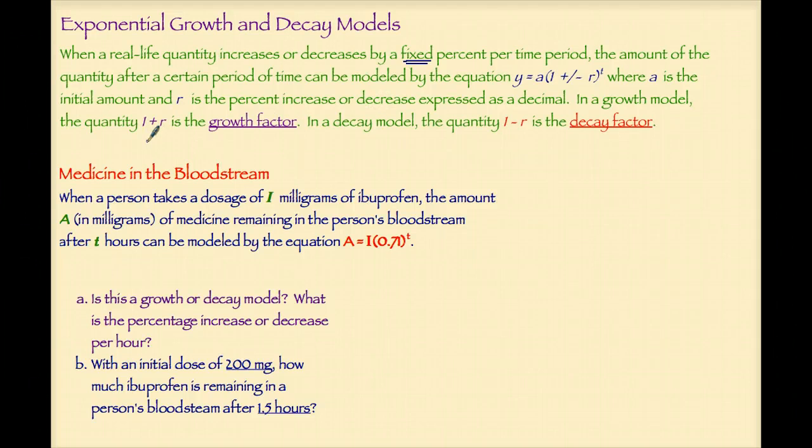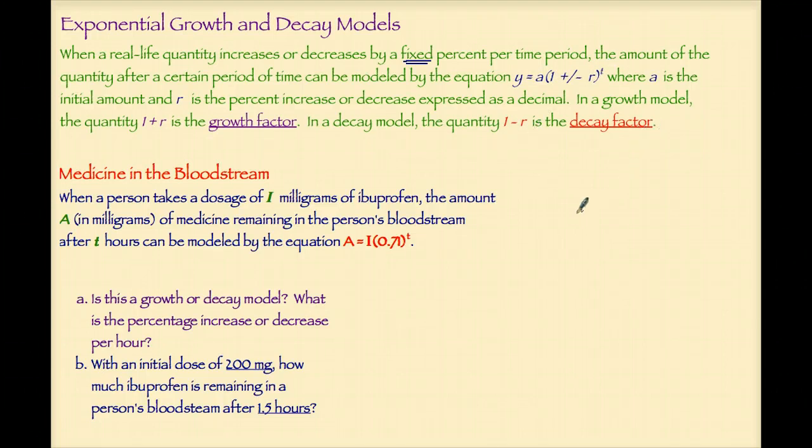In a growth model, it's going to be y equals A times 1 plus R to the t, and 1 plus R would be the growth factor. In a decay model, the equation would be y equals A times the quantity 1 minus R to the t, and the quantity 1 minus R is the decay factor.